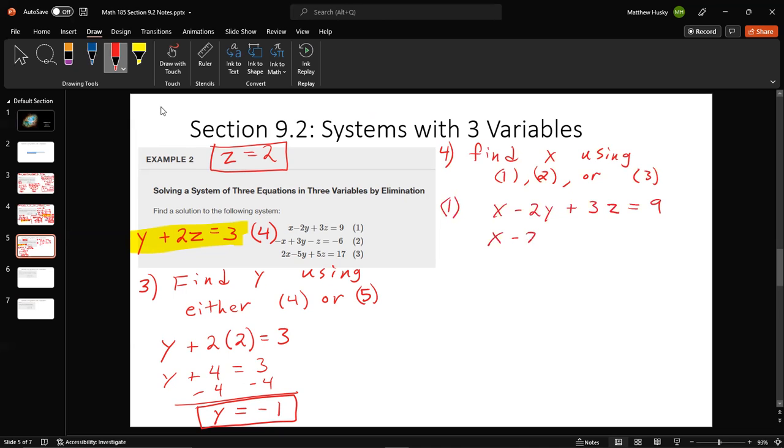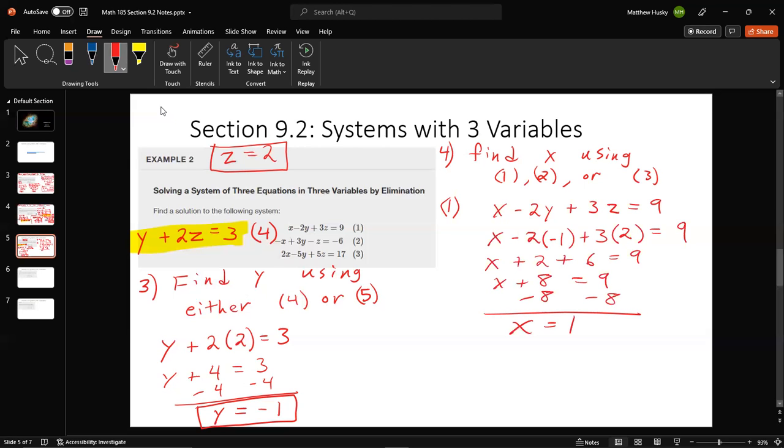That's going to be x minus 2 times y, which is -1, plus 3 times the z. We already found z. That was a 2. And that is all equal to 9. Let's see. -2 times -1 is +2. 3 times 2 is 6. If you add those up, you will get x plus 8 equals 9. Subtract 8. And then when all is said and done, you will obtain x equals 1.